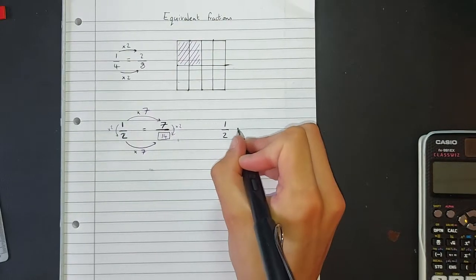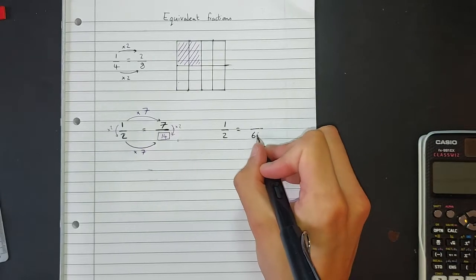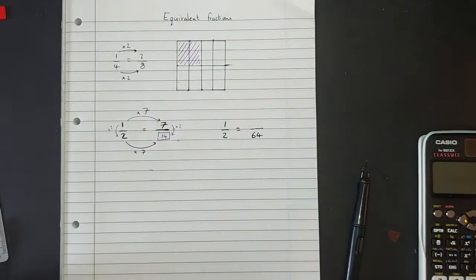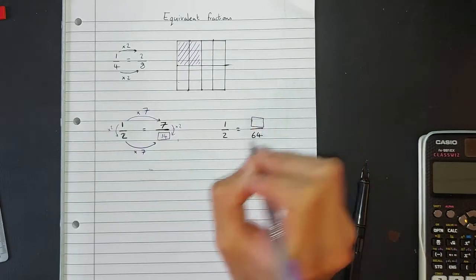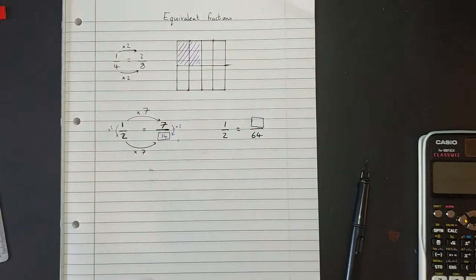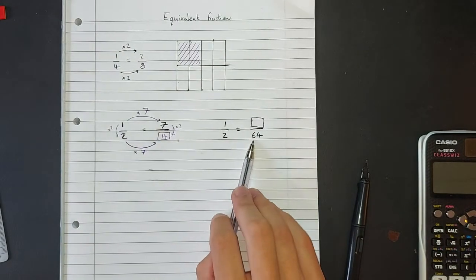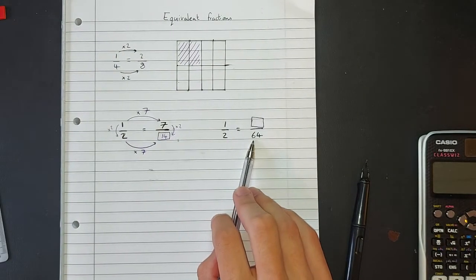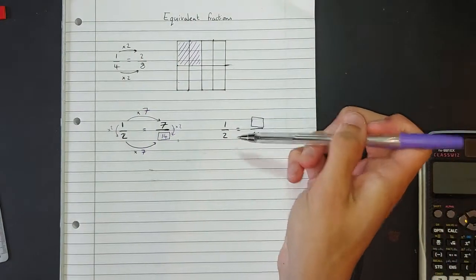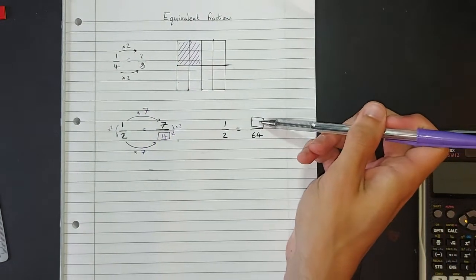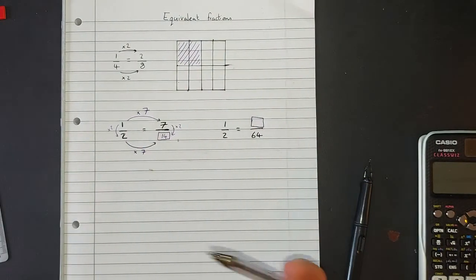Okay, let's do the same. This time we have a half, and it's going to be equal to something over 64. Okay, we want to know what this something is up here. There's 2 ways you can go about this. You can say, well, what do we times 2 by to get to 64? Or we could say, well, the numerator is half of the denominator, so whatever is half of 64 must go up here. Okay, either way should lead you to the same answer.